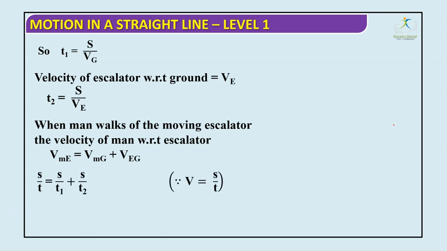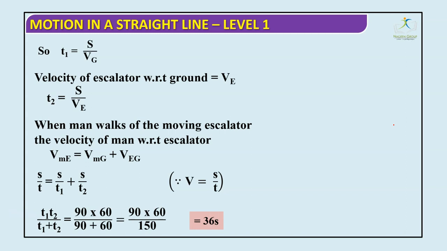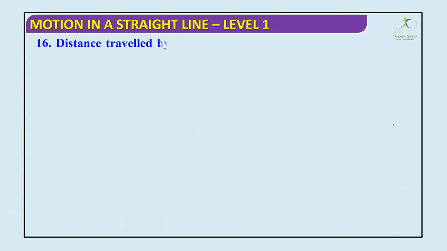s by t is equal to s by t1 plus s by t2. So here v is equal to s by t. T1 T2 divided by T1 plus T2 is equal to 90 into 60 divided by 90 plus 60, which is equal to 90 into 60 divided by 150. After a bit of solving, we get the value 36 seconds, which is option number 3.